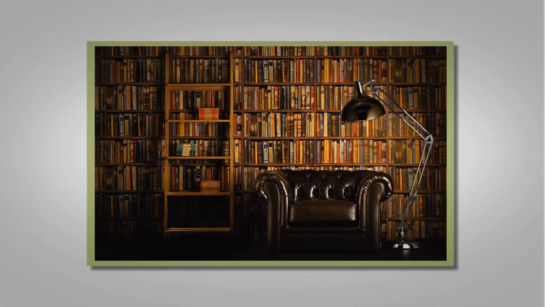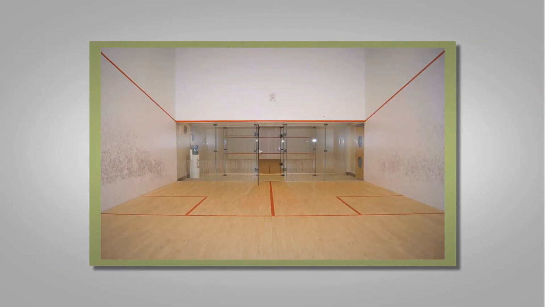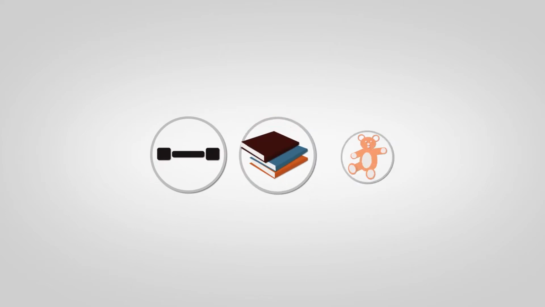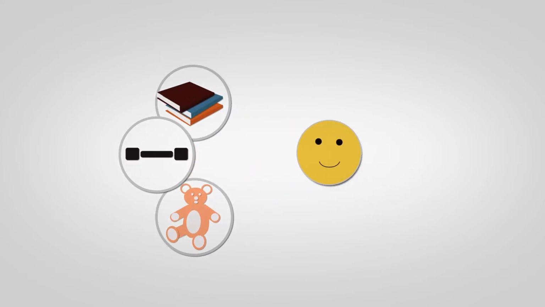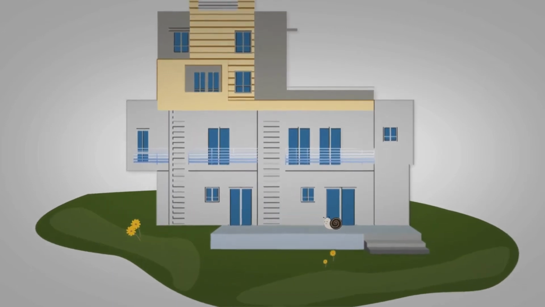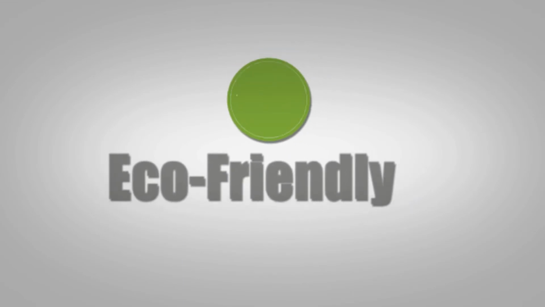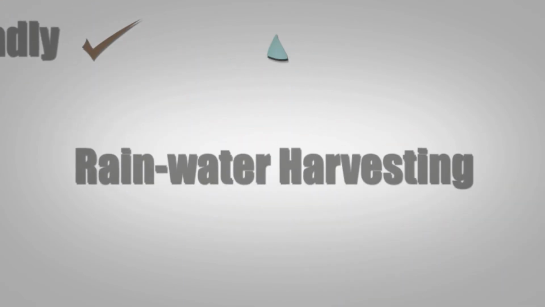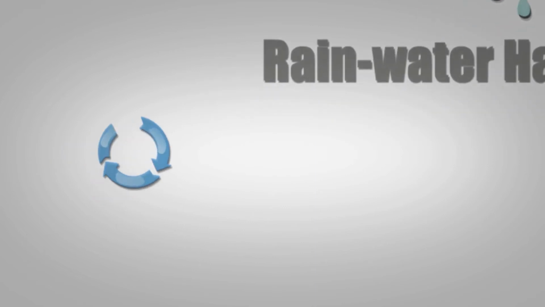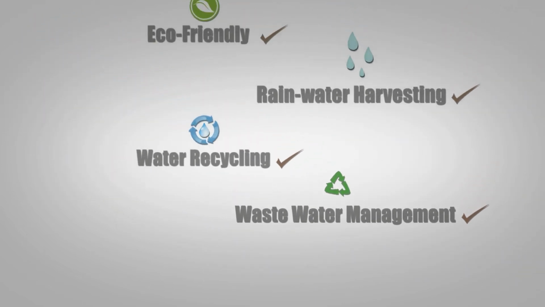From reading your favorite paperback at the club's library to sweating it out at the squash court, recreation comes in different forms at Nester EarthVillament. Green technology forms a major part of Nester EarthVillament. Beginning from the usage of eco-friendly building materials to using systems like rainwater harvesting, water recycling, and waste management, the project is 100% green certified.